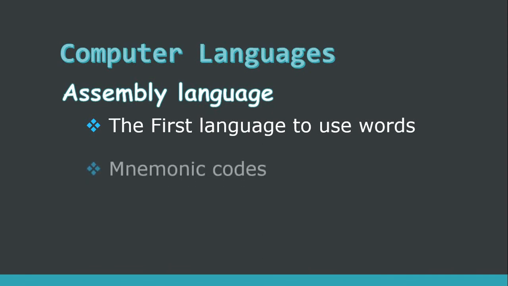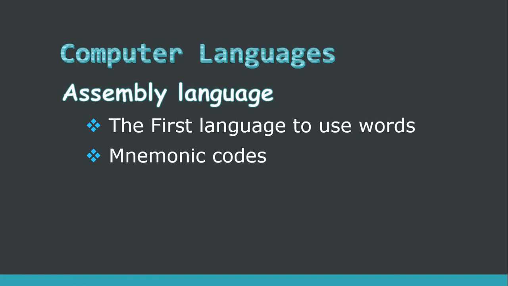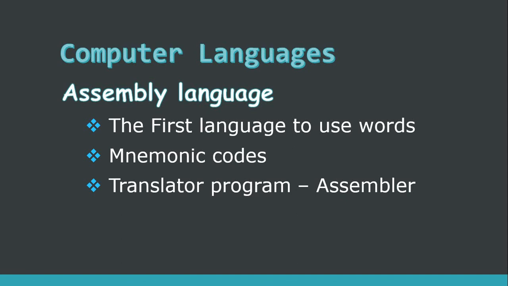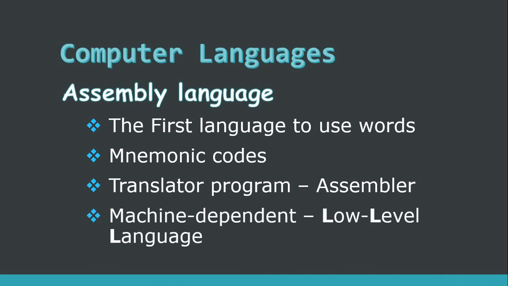Next, assembly language. It was the first computer language to use words, that means English alphabet. It is known as mnemonic codes. The computer understands only the machine language, so if we write the programs in assembly language, we need to translate them. The translator program to translate the assembly language into machine language is the assembler. It is also machine dependent, so it is called a low level language.